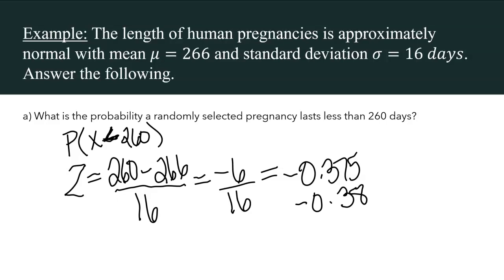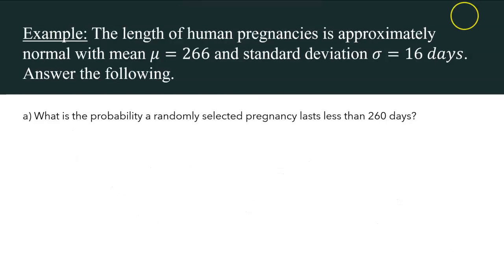And so remember that the probability gives us the left end of the tail. So if the mean is here, 266, 260 is going to be about right there. So we're looking for the area under the curve here, if this is 260. And remember, our Z chart gives us the tail to the left. So that's exactly what it will give us. So now let's go and look at our Z chart for negative 0.38.